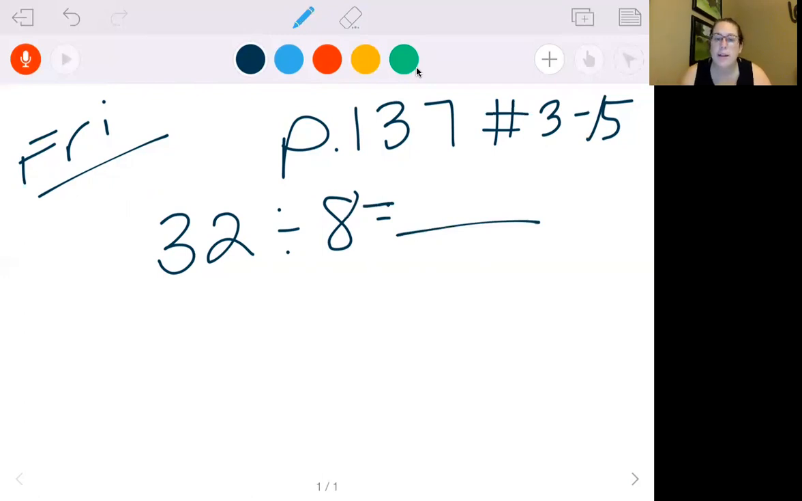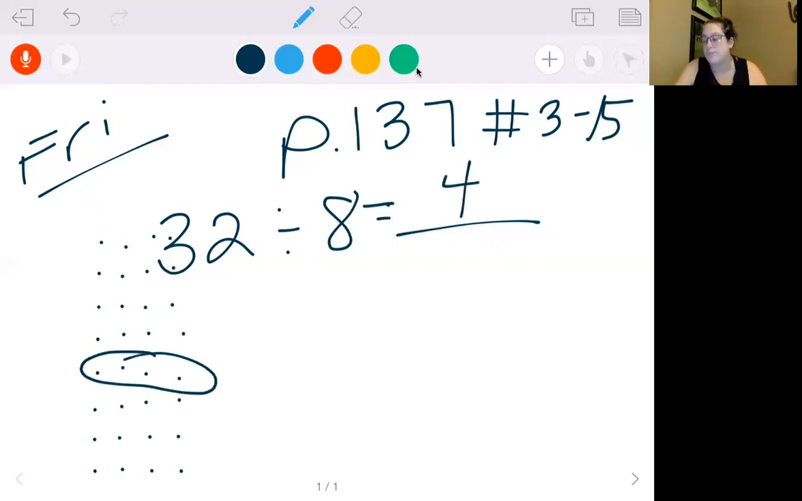So there's 2 ways to do this. We can do an array. So we can do 1, 2, 3, 4, 5, and so on, up to 32. And we can count up any row and get 4.